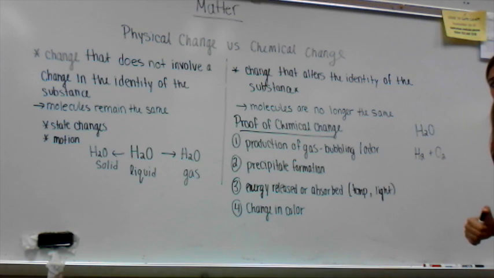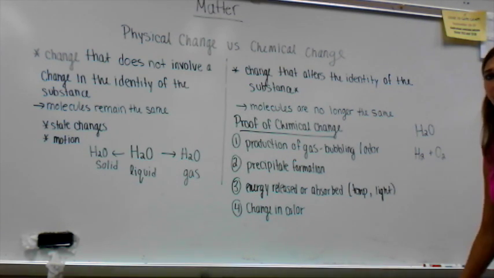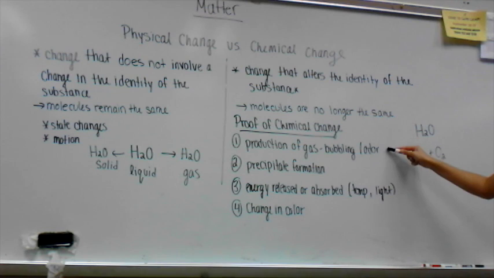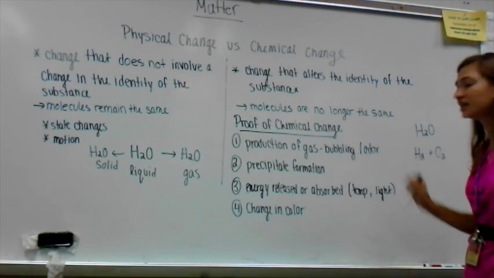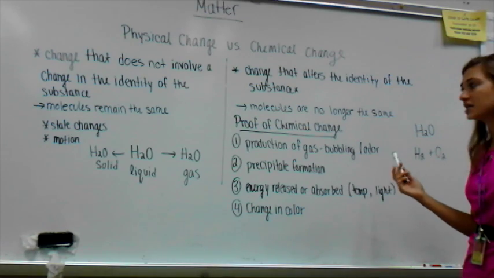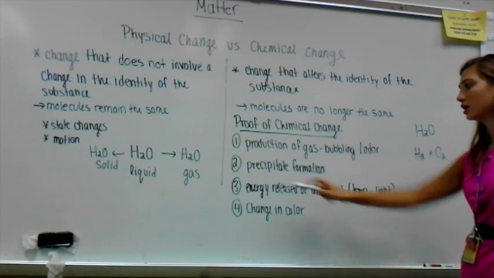Now, when we're talking about chemical changes, there can be different proofs in order to prove that we have a chemical change. The first one is production of a gas. You can usually see gas when something is bubbling, or if you smell a different odor, that is going to be an indication that a chemical change occurred.